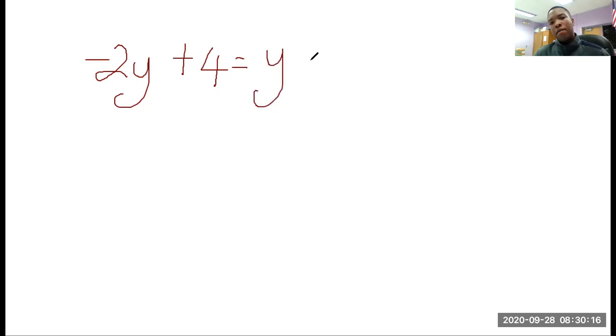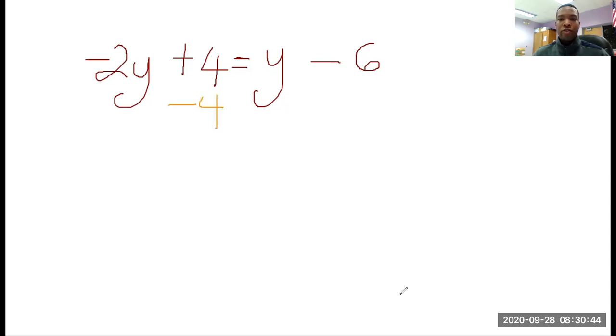Let's do negative 2y plus 4 is equal to y minus 6. So again, my goal is to get the variable on the left side and everything else on the other side. So I need to get the y over here and this 4 over here. They're in the way. They need to go. So I'm going to go ahead and take away this 4 first. In order for me to take away that 4, I need to minus it.